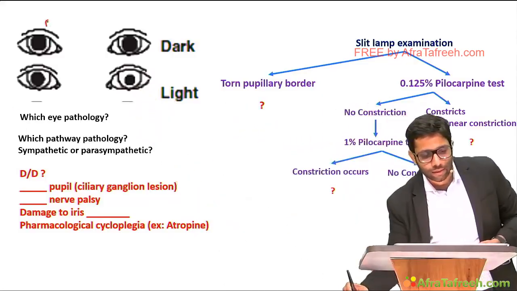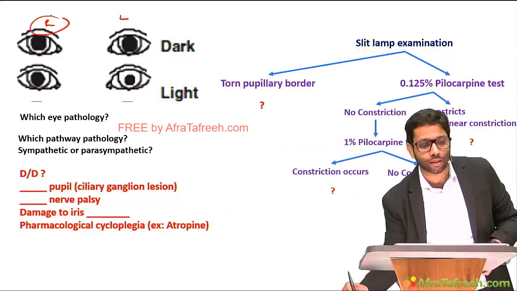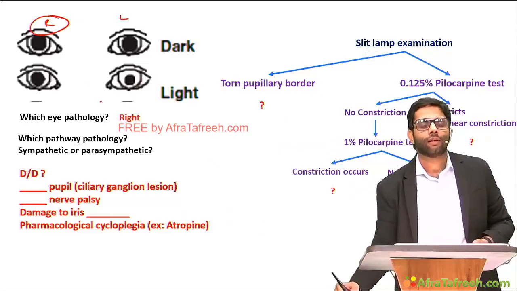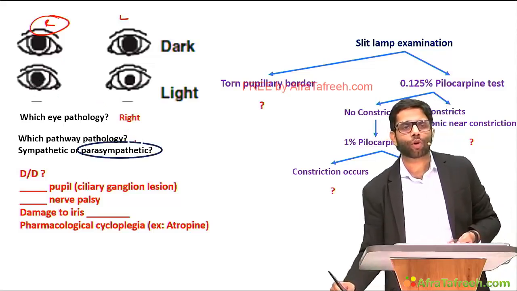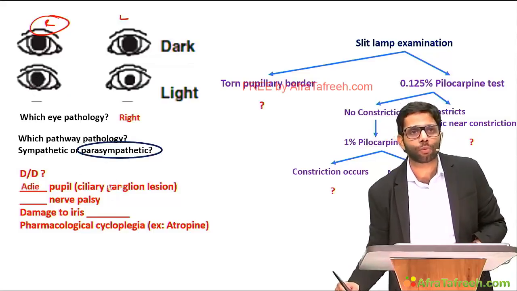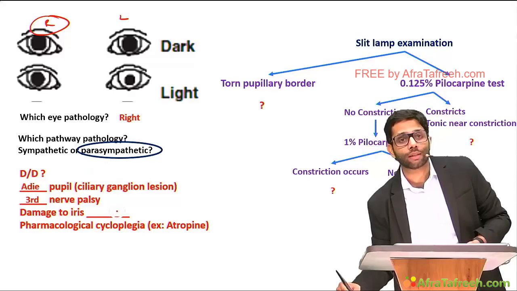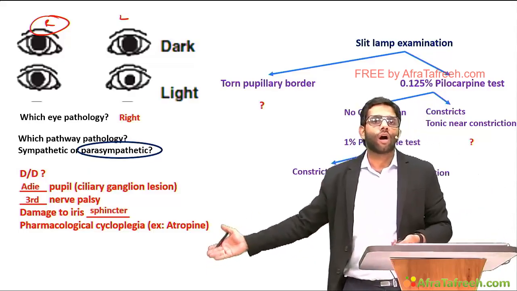This is the left. Left is okay, it is constricting. The right is not constricting. So the problem is in the right. Because the right is not constricting with light, it's a parasympathetic problem. The answer can be either a lesion in the ciliary ganglion, that is Adie's pupil, or third nerve palsy, or damage to the iris sphincter, or pharmacological, if you put atropine. How to differentiate?